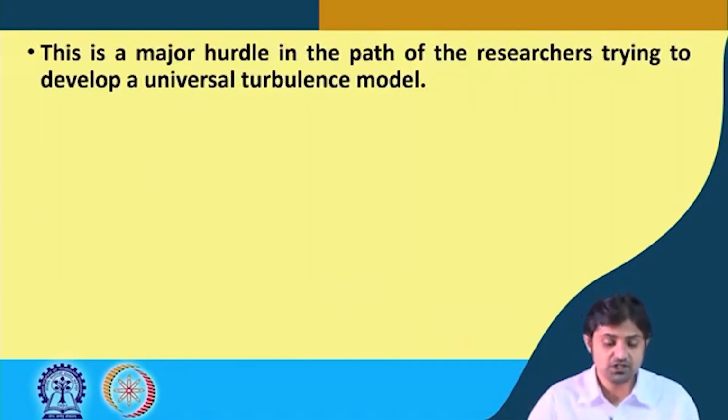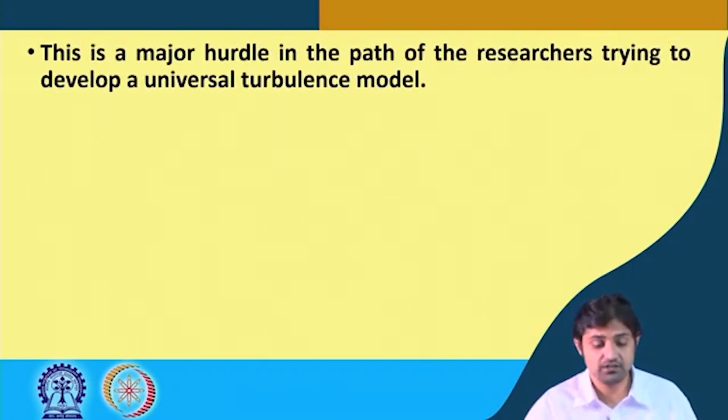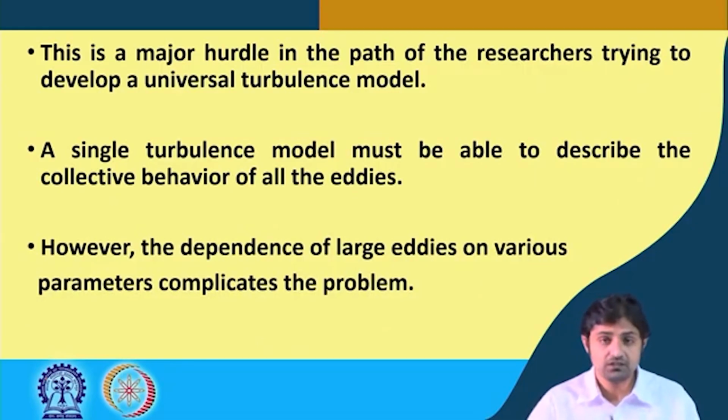This is actually a major hurdle in the path of researchers trying to develop a universal turbulence model. What is the hurdle? The variation of eddies from large scale to small scale, and the fact that the large scale eddies are not universal in nature, only smaller eddies are. A single turbulence model must be able to describe the collective behavior of all the eddies, correct. However, the dependence of large eddies on various parameters complicates the problem. Small eddies are no problem because they are universal.